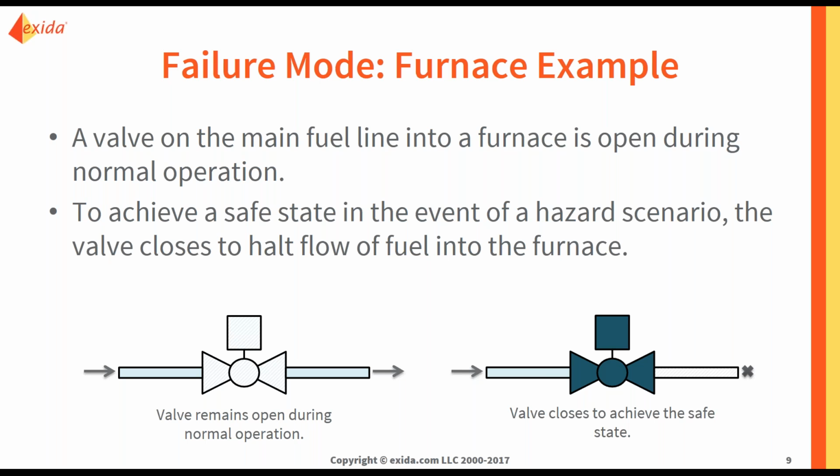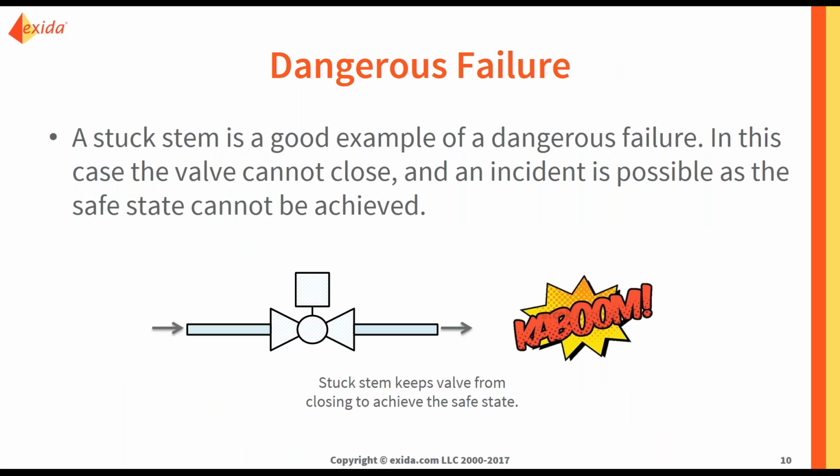However, what if there is a failure? A stuck stem is a good example of a dangerous failure in this scenario. In this case, the valve cannot close, and the fuel is going to continue to flow into the furnace. At this point, an incident is possible as the safe state cannot be achieved. And for a furnace, you might have a furnace explosion.